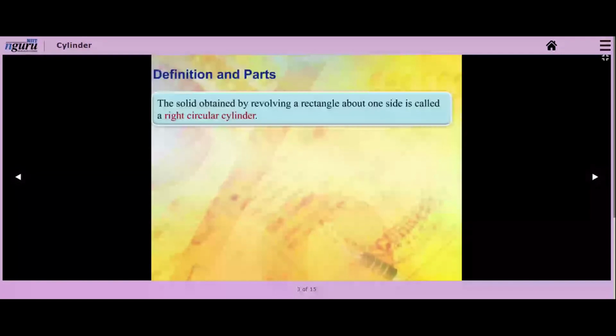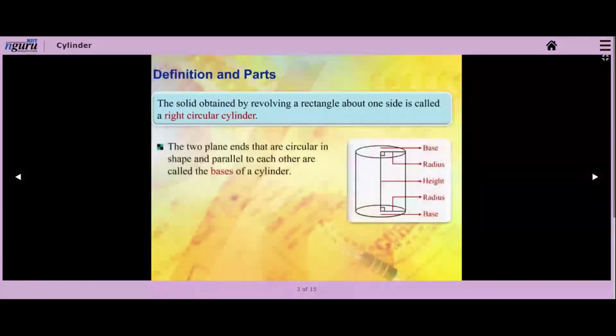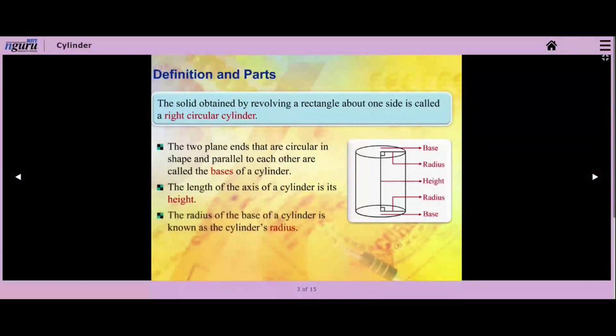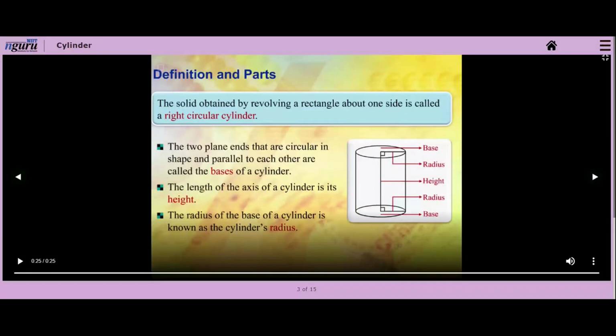The solid obtained by revolving a rectangle about one side is called a right circular cylinder. The two plane ends that are circular in shape and parallel to each other are called the bases of a cylinder. The length of the axis of a cylinder is its height. The radius of the base of a cylinder is known as the cylinder's radius.